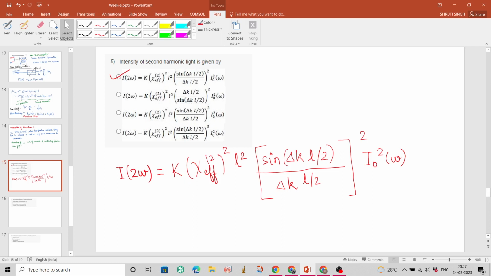The crystal should not have a center of symmetry, because if the crystal has a center of symmetry, there is no second harmonic generation or nonlinear response. So for this question, the answer finishes here, that this is the direct expression given. Here it is L cube, which is wrong. Here we don't have the sine part. Here this part is cube, which is wrong. So these answers are wrong.